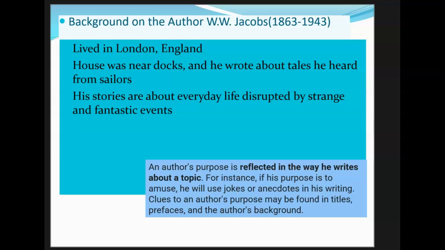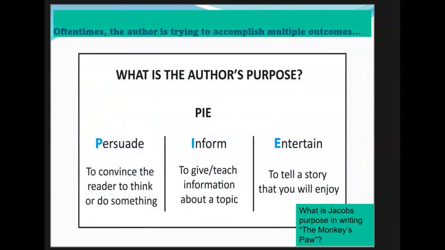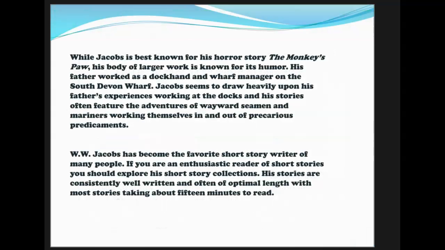He lived in London. His house was near the docks, and he wrote about tales he heard from sailors who embellished true stories and fabricated things. His stories are about everyday life disrupted by strange and fantastic events. Oftentimes, the author is trying to accomplish multiple outcomes. So when you are reading, think about, what is the author's purpose? Is it to persuade, to convince the reader to think or do something, to inform, to give or teach information about a topic, or to entertain, to tell a story that you will enjoy? And it could be more than one of those.